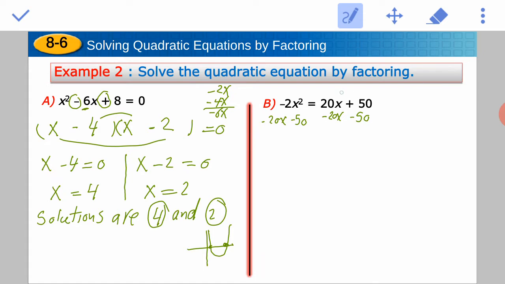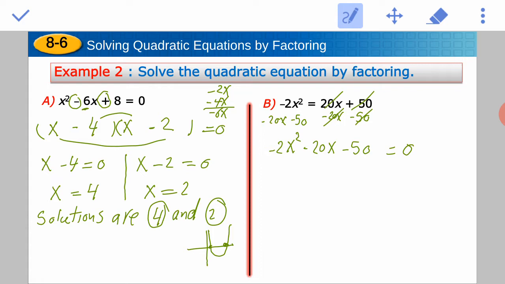What is the benefit of that, guys? 20x and its opposite cancel each other out, 50 and its opposite cancel each other out. So on the right hand side there is 0. This is what I need. Now when you write the quadratic trinomial, make sure you write it in descending order, from the highest power of x to the least power of x. So it's going to be negative 2x squared minus 20x minus 50.